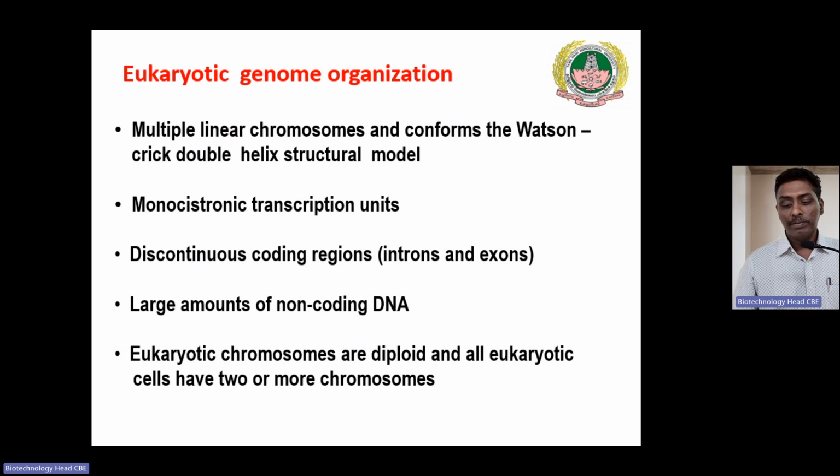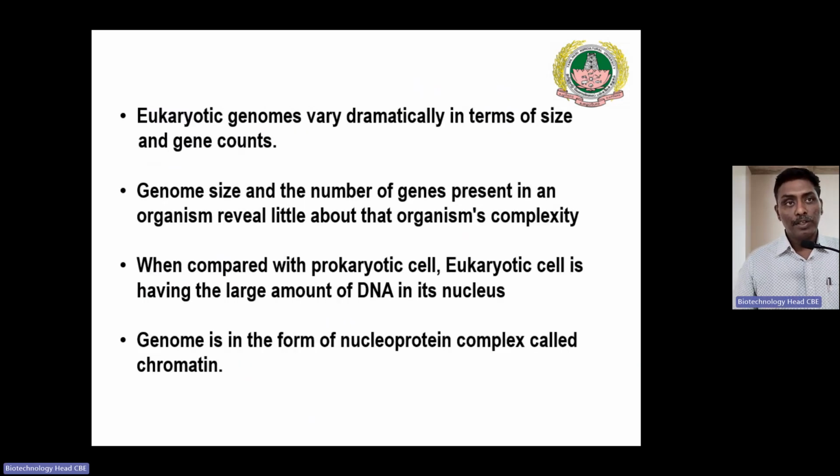Eukaryotic genomes are diploid, and all eukaryotic cells have two or more chromosomes. Eukaryotic genomes vary dramatically in terms of size and gene counts. Genome size and the number of genes present in an organism reveal little about the organism's complexity.